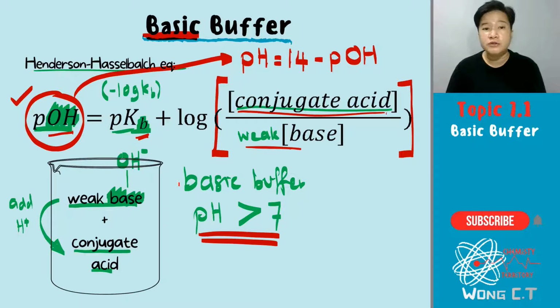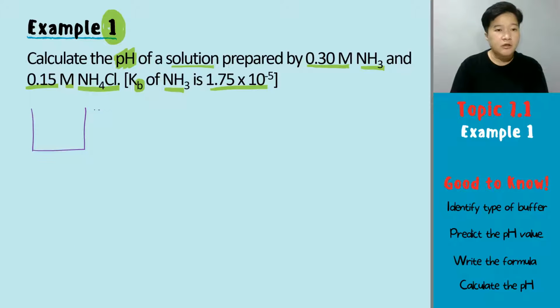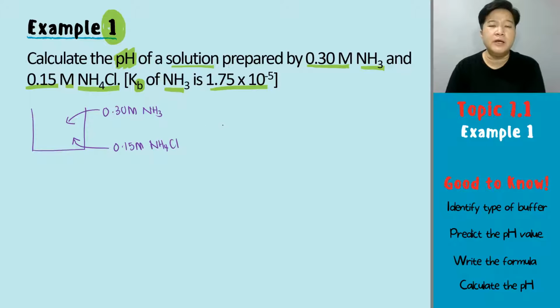Alright? So always remember, the first step is definitely to identify the type of buffer. Then only will you know which equation you can use for your calculation. Alright, let's try our first example. In example 1, the question asks for the pH of a solution prepared with 0.3 molar ammonia and 0.15 molar NH4Cl. The Kb of NH3 is given. It means right now in your beaker, you have 0.3 molar ammonia and 0.15 molar NH4Cl.